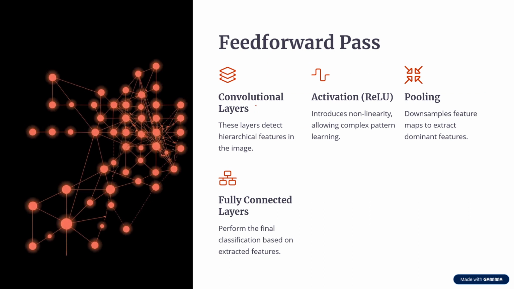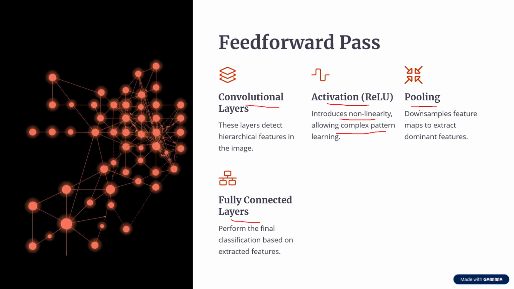In that we have the convolutional layer, activation layer, pooling, and the fully connected layer. The convolutional layers detect hierarchical features in the image, applying filters to detect patterns like edges, colors, and shapes. In the activation function, the ReLU activation function is used. It introduces non-linearity, allowing complex patterns to be learned, which helps the CNN understand complex things.